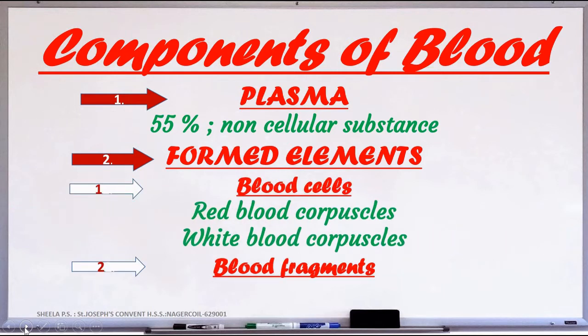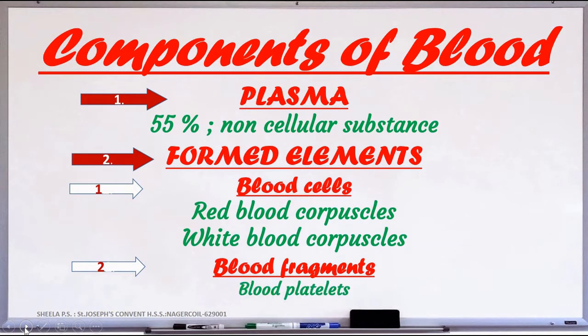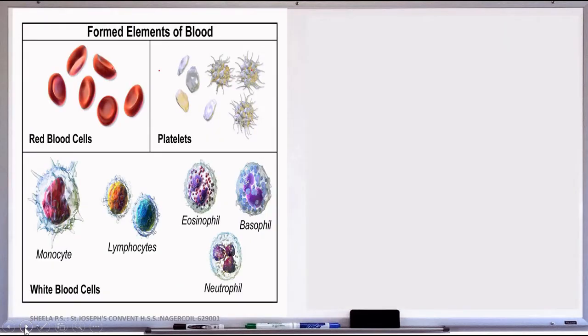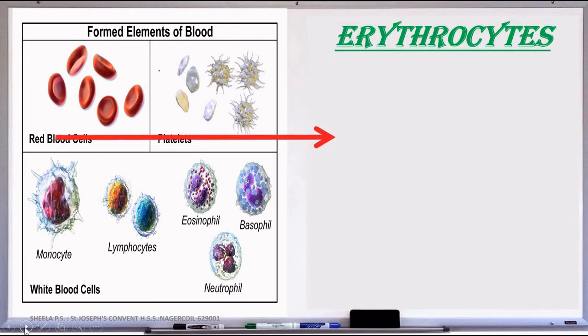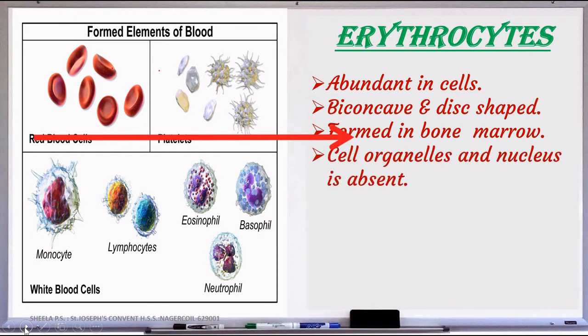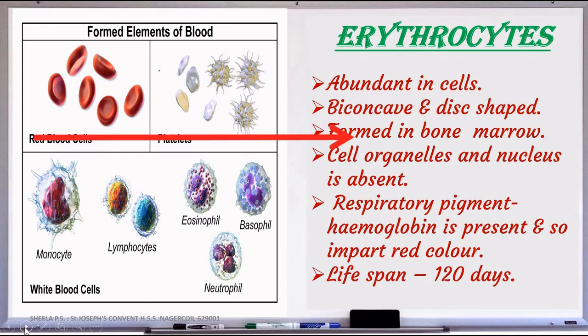The blood cells are the RBC, that is red blood corpuscles, and white blood corpuscles, whereas the blood fragments are the blood platelets. One of the formed elements of blood, the red blood cells, is also called erythrocytes. They are abundant in the blood. They are biconcave and disc-shaped. They are formed in bone marrow. Nucleus as well as cell organelles are absent. The respiratory pigment hemoglobin is present, and so it imparts red color. The lifespan of red blood corpuscles is 120 days.